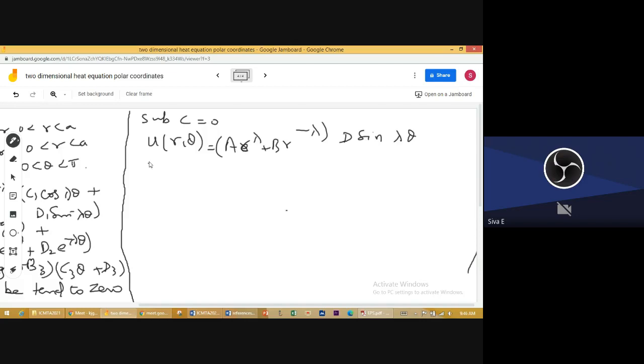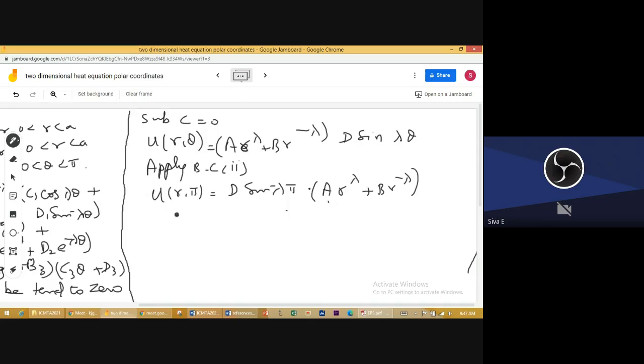Now apply the boundary condition. When applying the boundary condition to u of r comma pi, we get D sin lambda pi into A r power lambda plus B r power minus lambda. So u of r comma pi is also equal to 0.